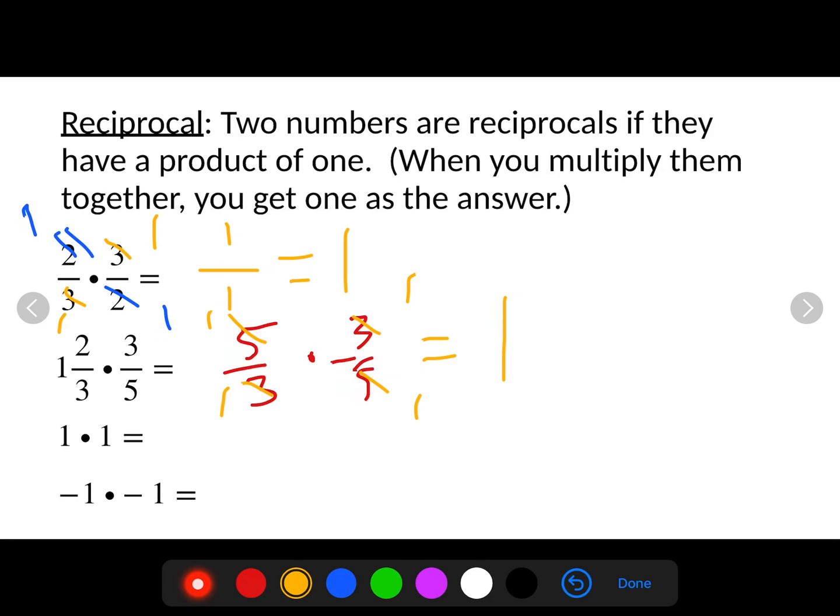What is 1 times 1? Well, it's 1. That means 1 is its own reciprocal. That means multiplying by 1 and dividing by 1 would be the same answer. -1 times -1. Well, two negatives cancel each other out, and they are +1. That means -1 is also its own reciprocal. Multiplying something by -1, like 25 times -1, would be -25. Dividing it by -1, 25 divided by -1, is also -25. They are the same. They are reciprocals of each other.